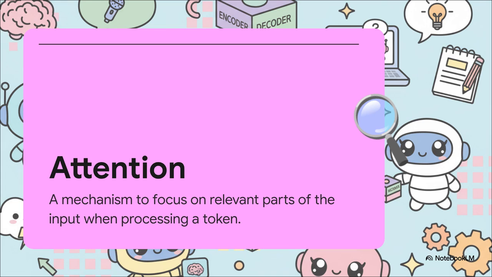Think about this sentence. The cat that chased the mouse was hungry. When the AI is processing the word was, self-attention allows it to directly connect was to the word cat, not the mouse, even though mouse is right next to it. It dynamically assigns mathematical weights to the most relevant parts of the entire sentence.